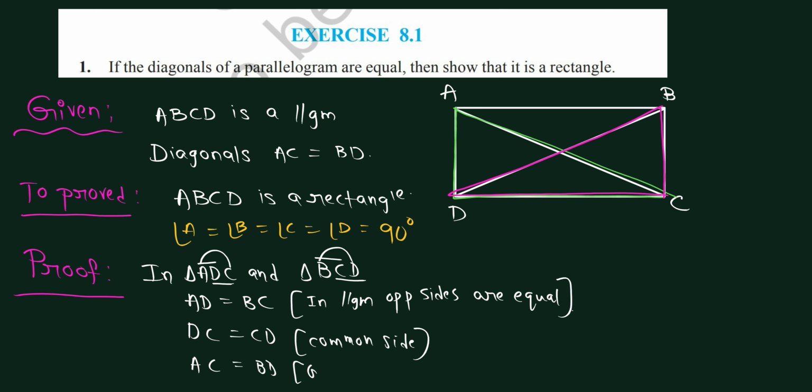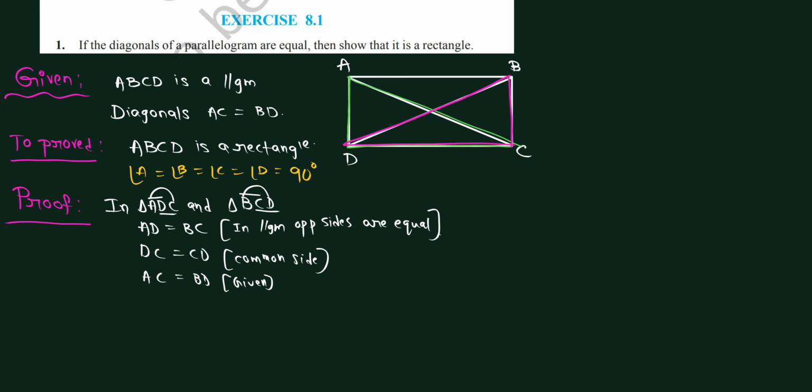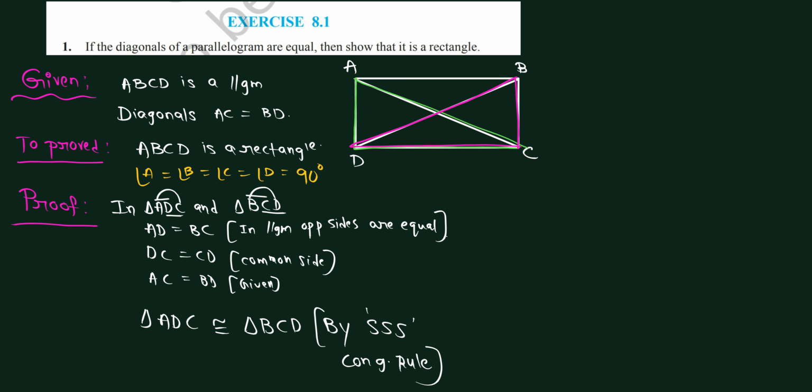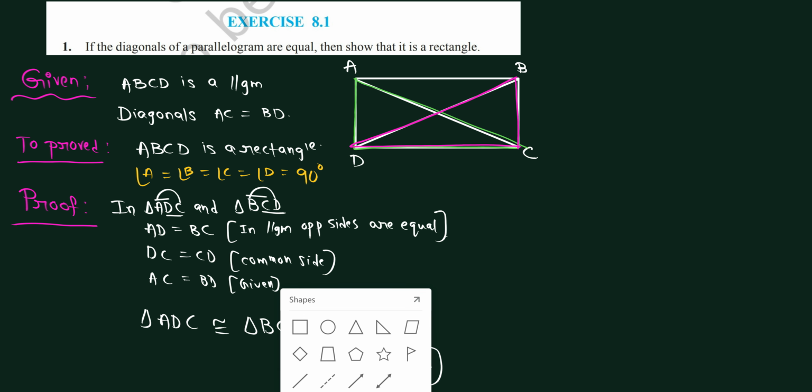Already it is given. So can I say now what type of congruence it is? Side, side, side: SSS congruence. Okay, by SSS congruence can I say now triangle ADC is congruent with triangle BCD. By the SSS congruence rule, triangle ADC is congruent with triangle BCD.